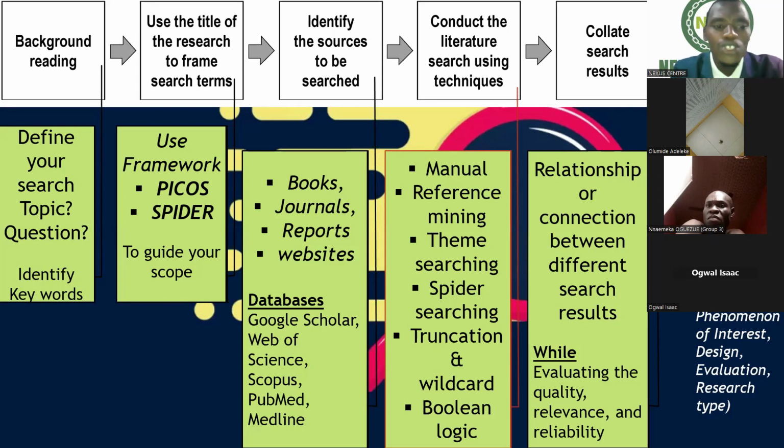So identify the keywords in that background or the definition of your topic. Surgical site infections, and I've also talked about cesarean section. So you definitely see that those are some of the keywords I'm picking out from my background study.